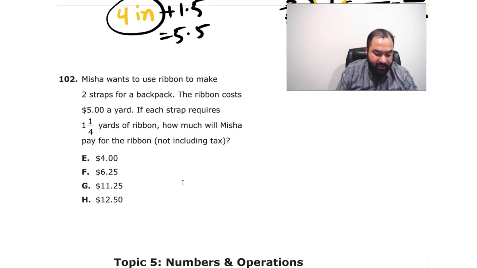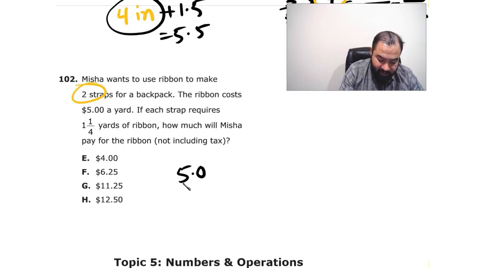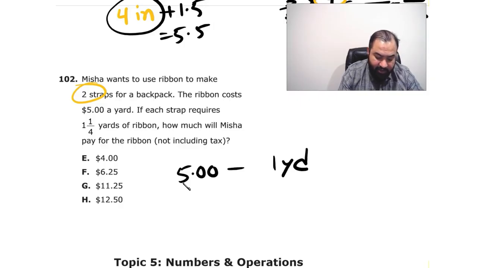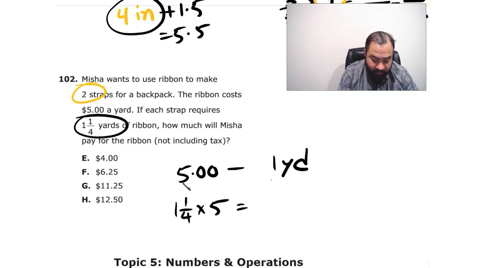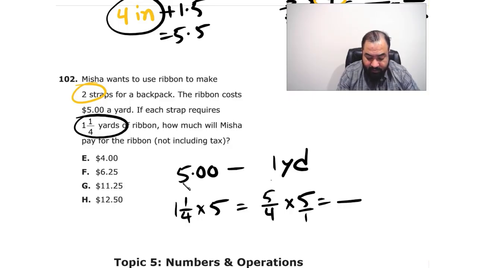Another one. Misha wants to use a ribbon to make 2 straps, 2 straps of a backpack. All right, so the ribbon costs $5 a yard, $5 for 1 yard. So if each strap requires 1 1/4 yard, well, $5 for 1 yard, so for 1 1/4 yard will be 1 1/4 times 5. So that's 4 times 1 is 5 over 4, times 5. So that's 5 over 1. So 25 over 4. That's what?